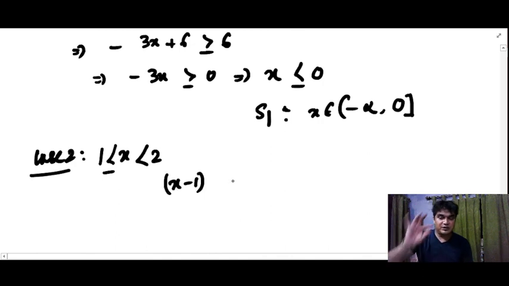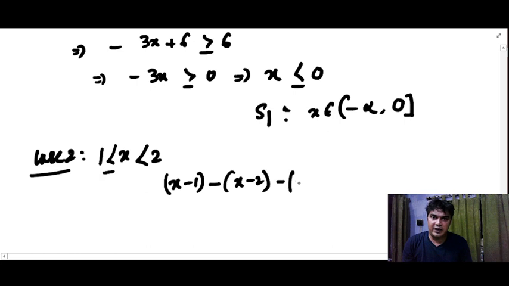But because the value is less than 2, x minus 2 will be a negative value. So for mod of x minus 2, I have to multiply it with a negative sign. So it will become minus of x minus 2. For the third part, mod of x minus 3, I have to multiply with the negative sign again, because x minus 3 will give me a negative value. x is less than 2, so naturally it will give me a negative value.